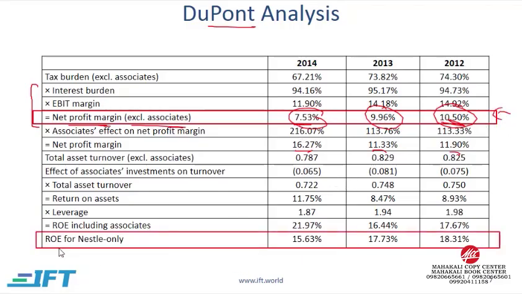Something else now, if we look at ROE for Nestle only, so this was just the net profit margin. Now if we look at return on equity, here also the trend is down. With Nestle only, we went from about 18% to 17% to 15%. So here also the trend is down. So what's a major lesson here? A major lesson is that just don't take the high level ROE. If there are investments in associates, you need to remove that impact to see how the company itself is performing.